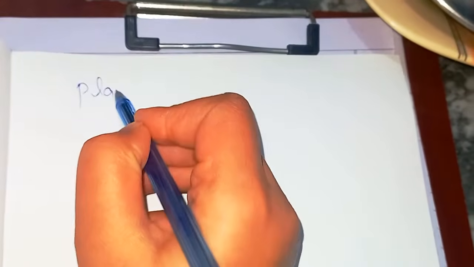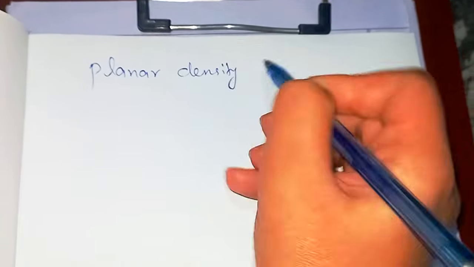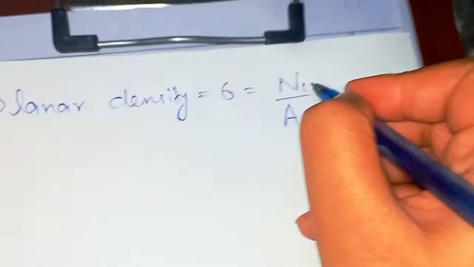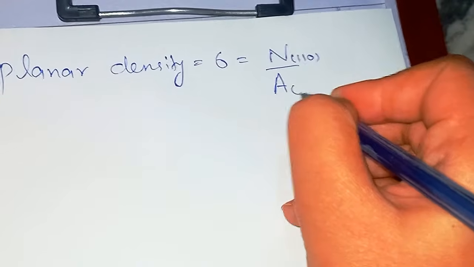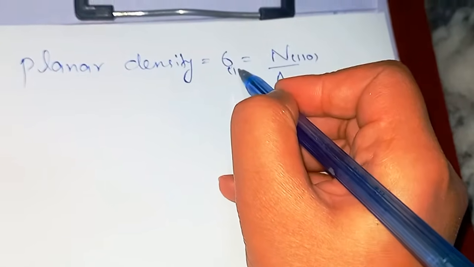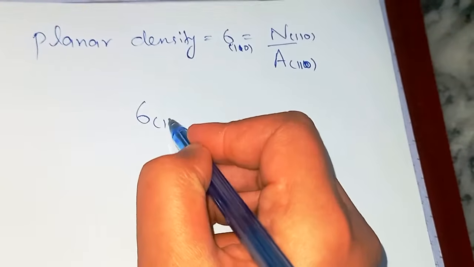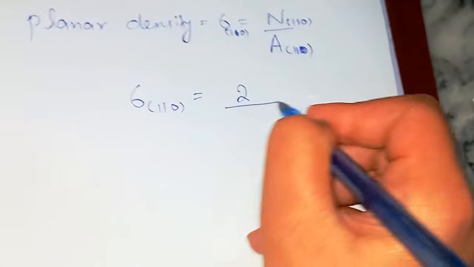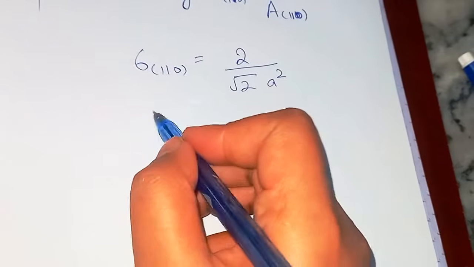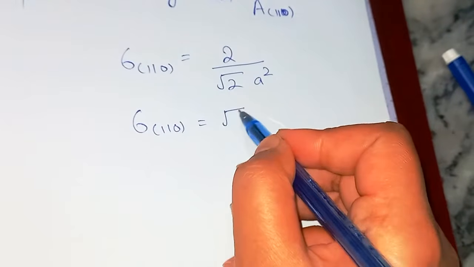Okay, so planar density equals n over a. We can write in subscript the Miller indices of the plane, here 110. So we can put the values in here, which was 2 divided by under root 2 a square. Alright, so here we can also write it like that. 2 over under root 2 is under root 2 over a square.